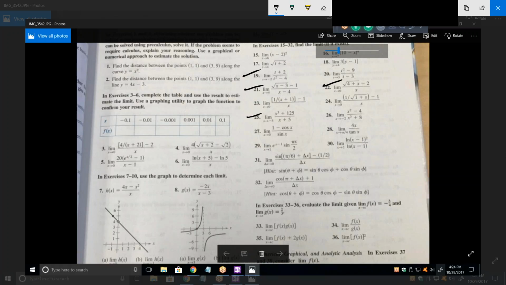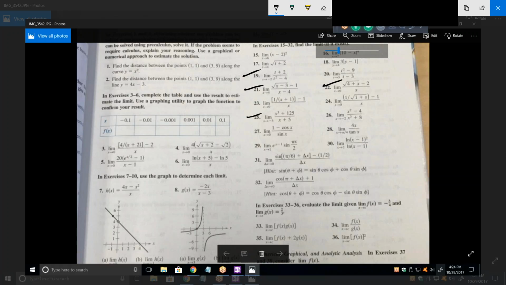On 25, incidentally, I would factor the numerator. That is the sum of perfect cubes. So it factors into x plus 5 times something else. The x plus 5 is going to cancel with that x plus 5. Okay, so let's look at 23.